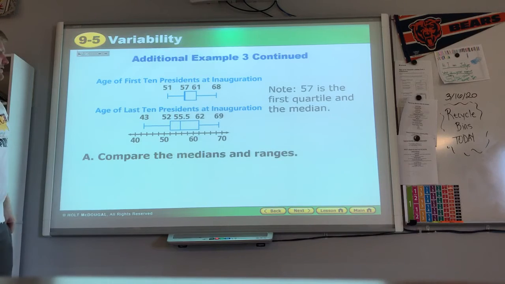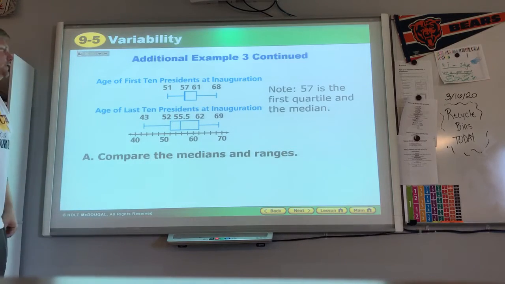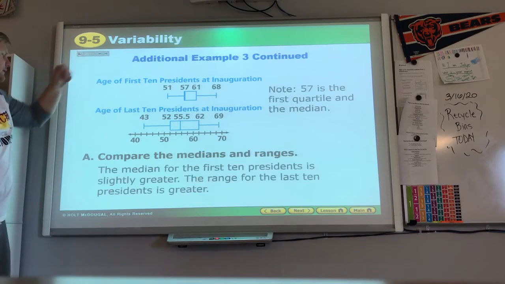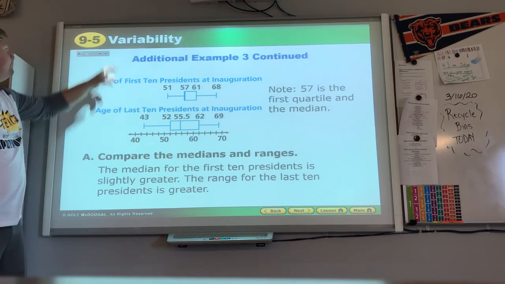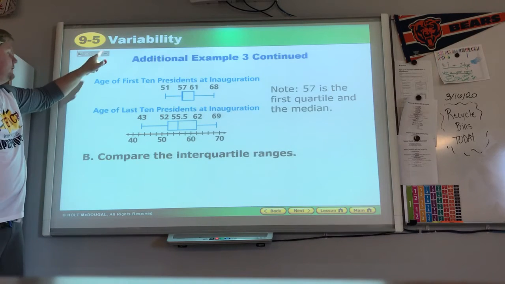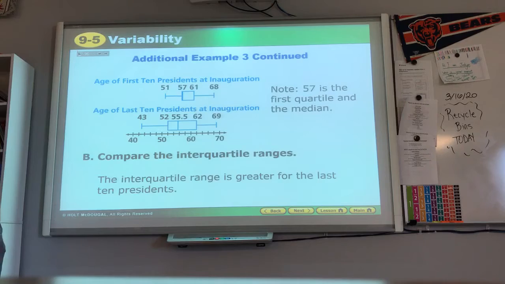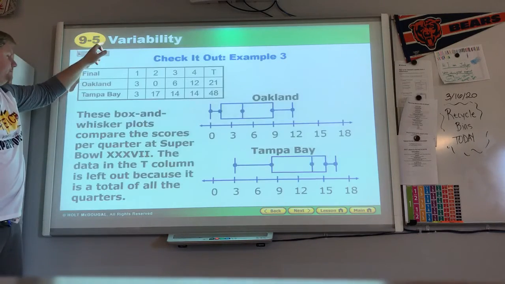All right. The ranges got much bigger. The medians got a little bit younger. Okay. The median for the first 10 presidents is slightly greater. The range for the last 10 presidents is greater. All right. That's how you can compare them. Compare the interquartile ranges. The interquartile range is greater for the last 10 presidents. There's a wider range than for the first 10.